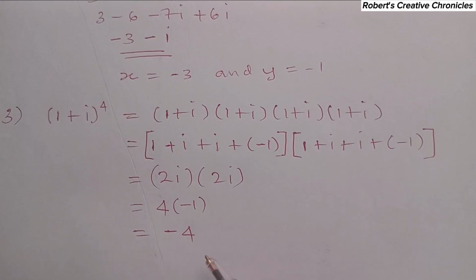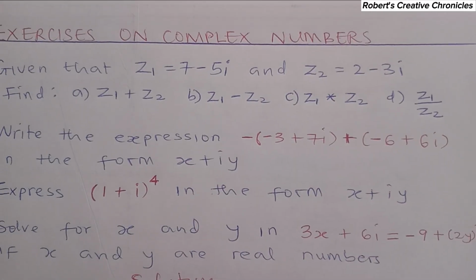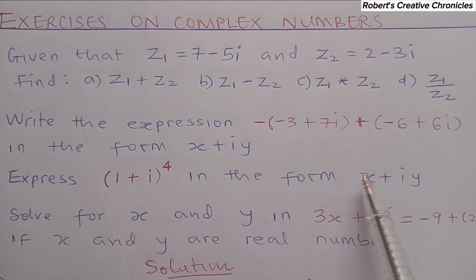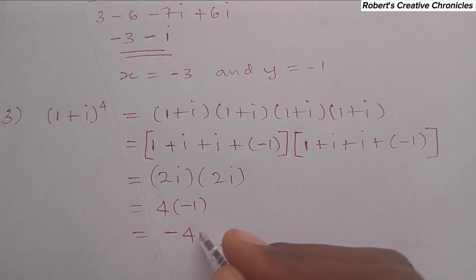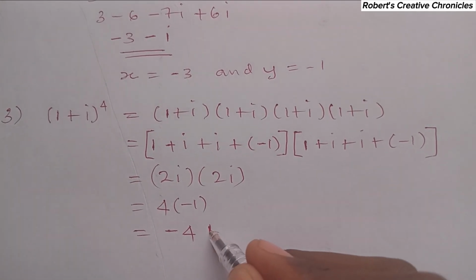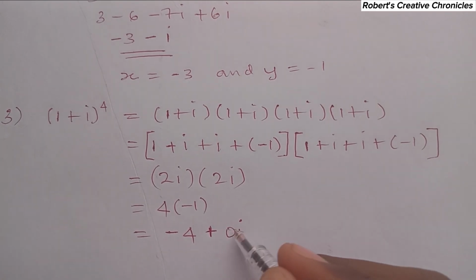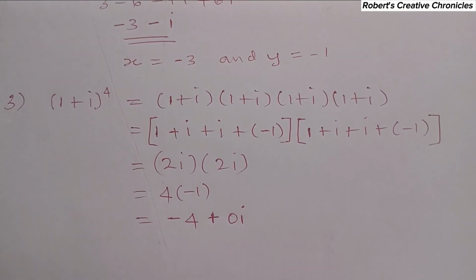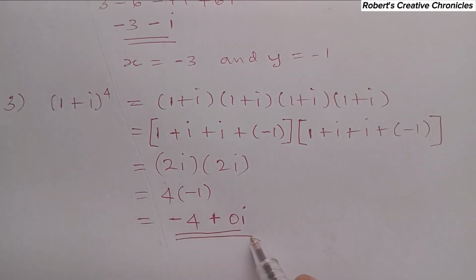But the question says we should express this in the form of x plus iy. So this answer is only for the real components, that is x. So since we want to express in this form, we'll say plus 0i because the imaginary component is 0. So now we have expressed it in that form where x is negative 4 and y is 0. So this is the final answer.